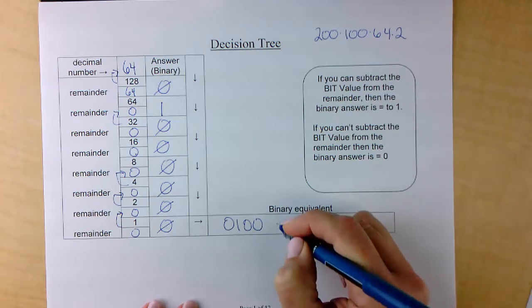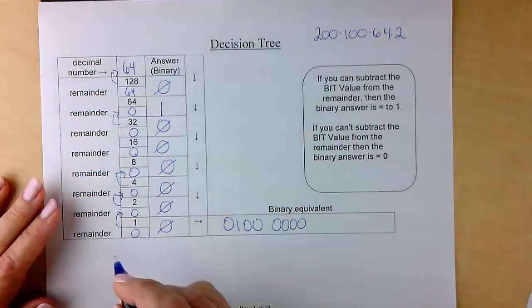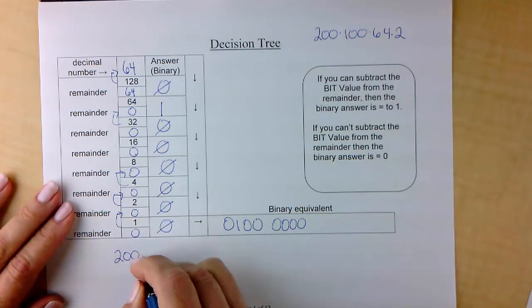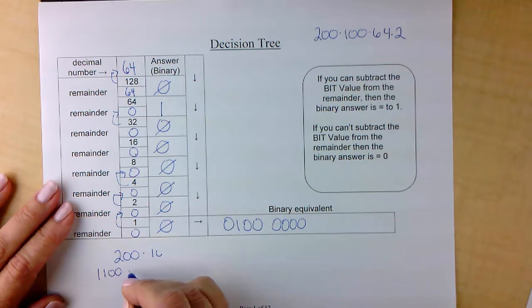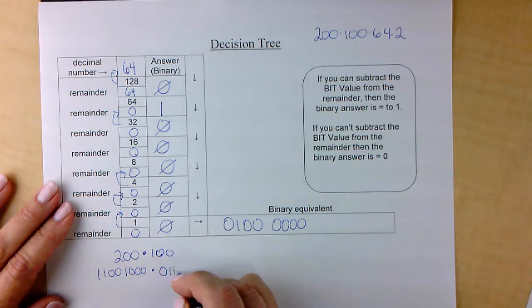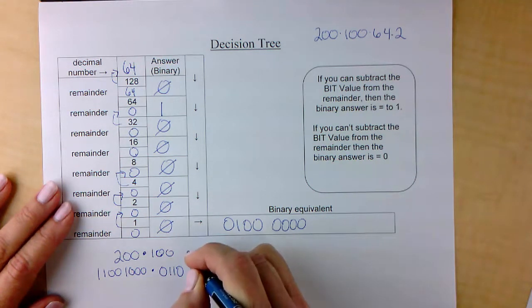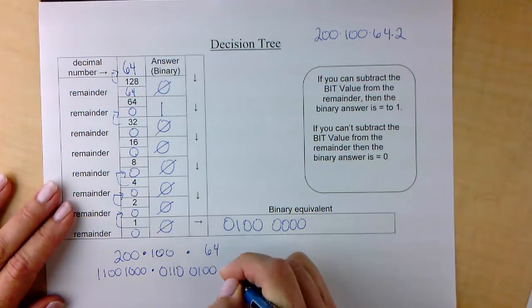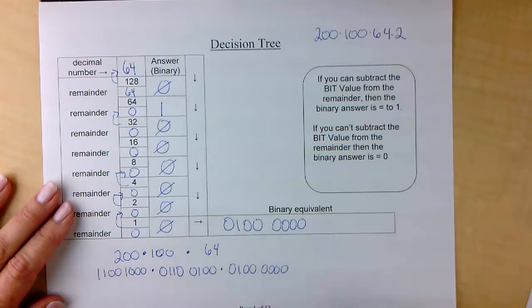I've got 0, 1, 0, 0, 0, 0, 0. So where am I at now? I have 200, which is 1, 1, 0, 0, 1, 0, 0. My 100, 0, 1, 1, 0, 0, 1, 0, 0, dot 64, 0, 1, 0, 0, 0, 0, 0.